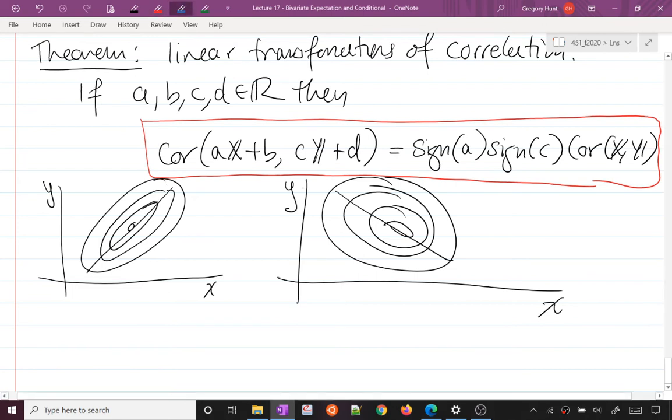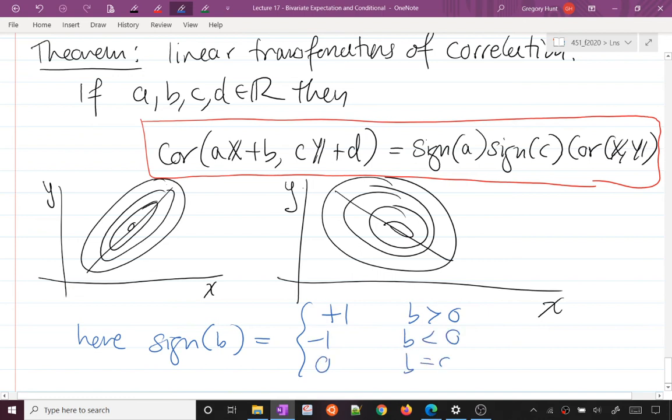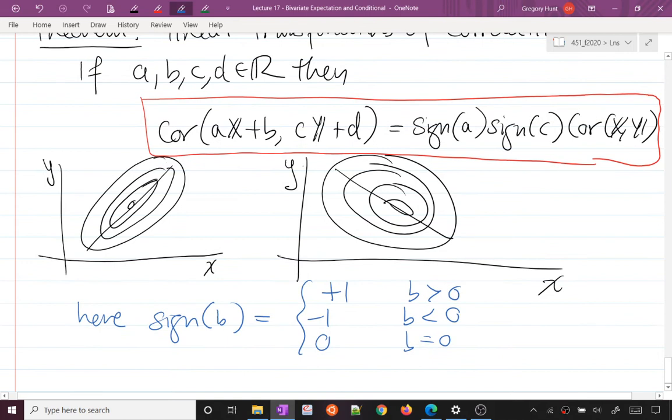So here, for example, sign of b is just telling me it's plus 1 if b is bigger than 0, minus 1 if b is less than 0, and 0 if b is equal to 0. So it's just going to multiply by plus or minus 1. It's just going to pick off the sign, plus or minus, for my two constants here. There's a real clever way of writing the sign function. It is b over the absolute value of b.